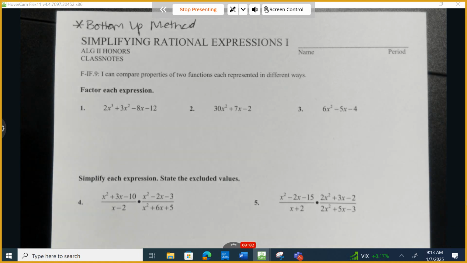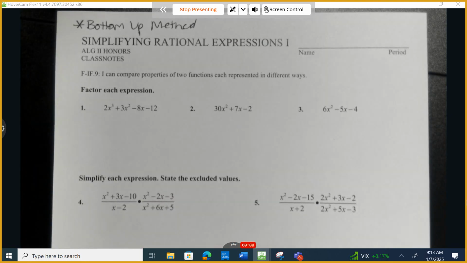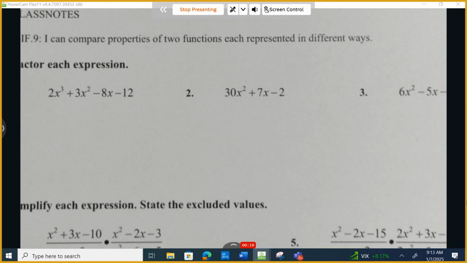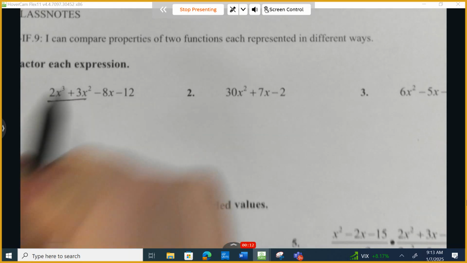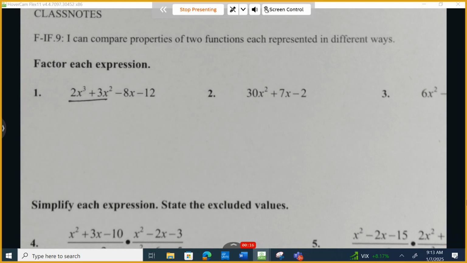All right, so let's look at number one. We are going to use what is called the grouping method in order to rewrite this in the equivalent form that is factored. So the first thing I want to do is underline the very first two terms. And I want to ask myself what's the most that I can factor out of 2 and 3.